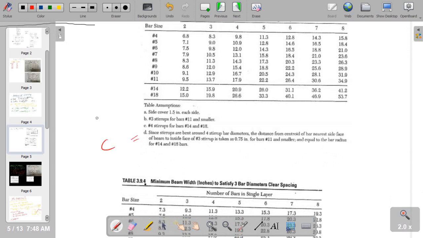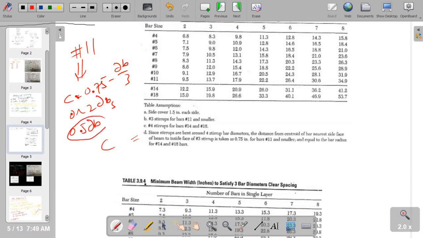But I already wrote down the equation that C will be determined as (0.75 minus diameter of the bar) divided by 3, or it will be taken as 2 times the diameter of the stirrup bar, right? But this will be used for number 11 and smaller bars, whereas for number 14 and 18 it may be equal to 0, or it may be equal to 0.5 times the diameter of the stirrup bar.